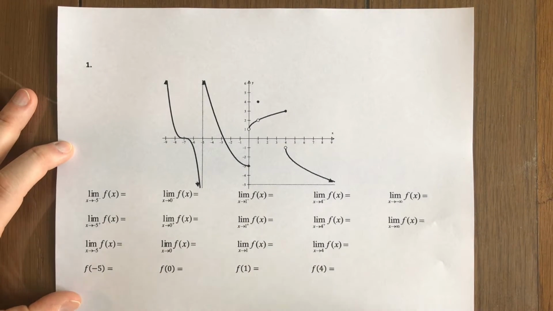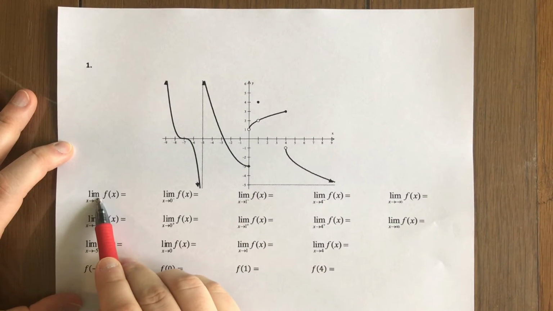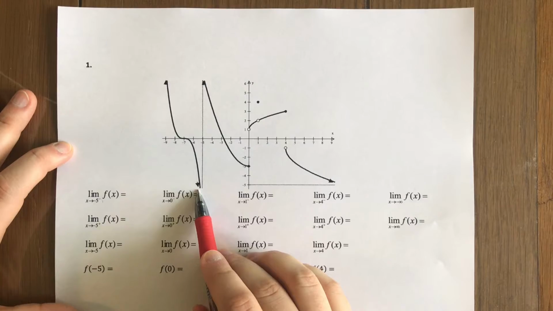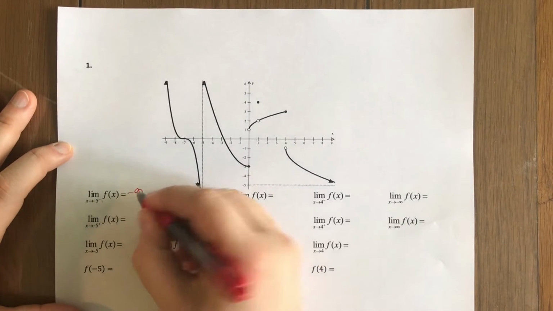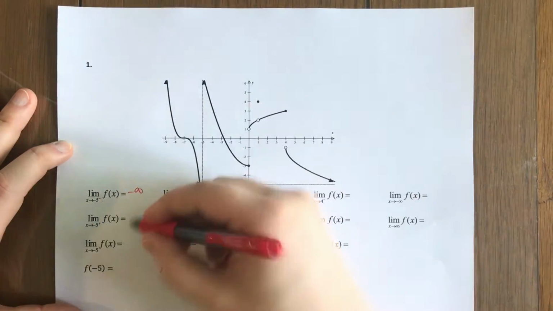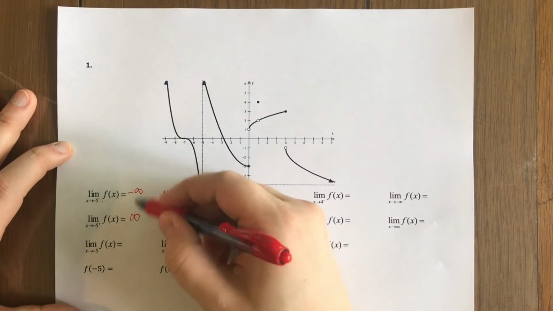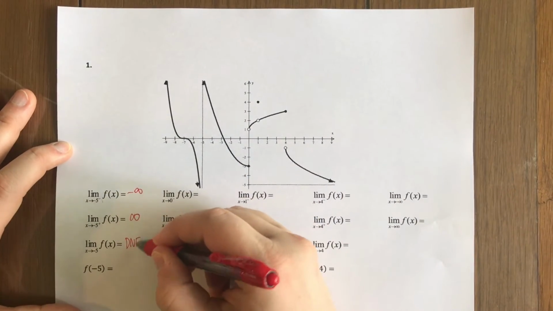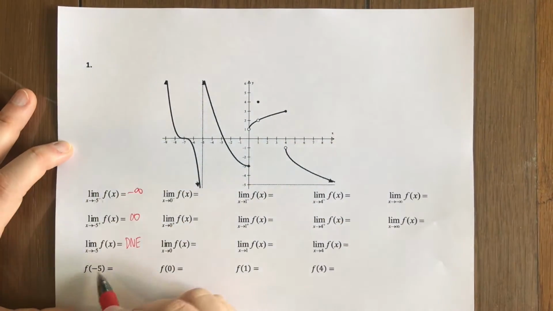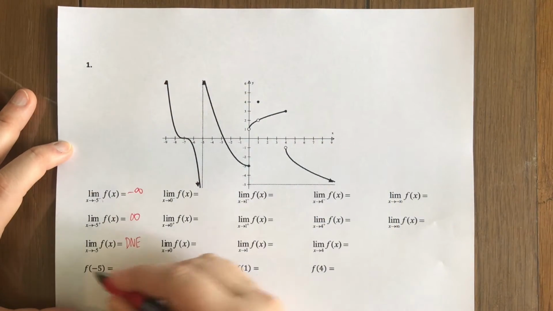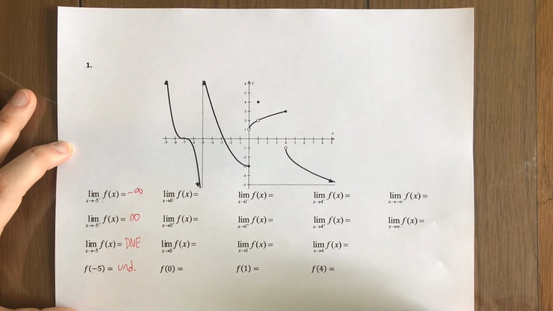Okay, for this practice one, we are again starting at -5, going from the left-hand side. It looks like it's going down towards negative infinity. From the right-hand side, it's going up towards positive infinity. Those are not the same number, so the actual limit does not exist. And because there's a vertical asymptote going on here, this is undefined.